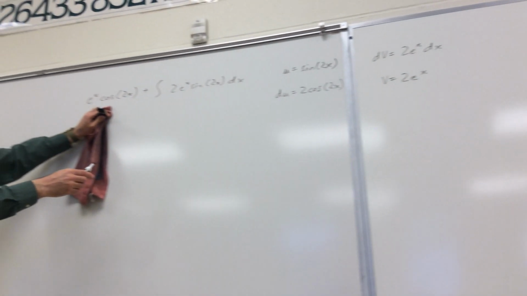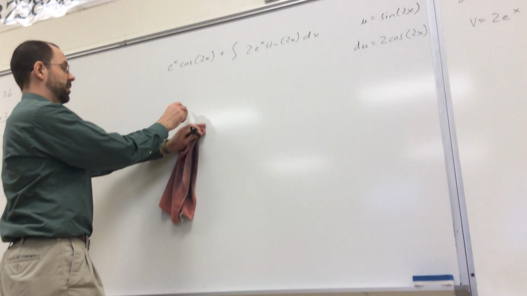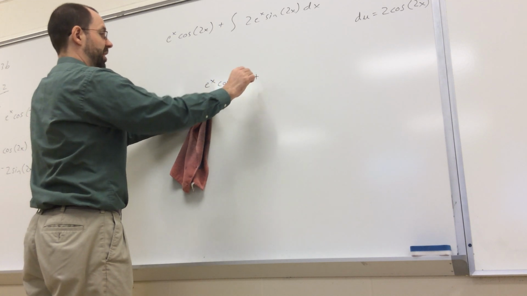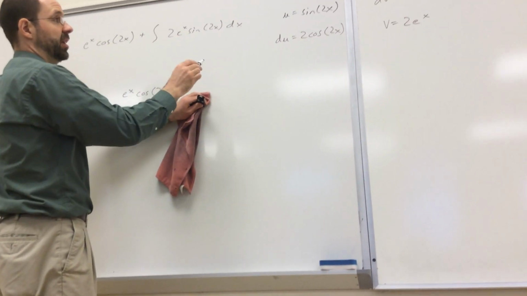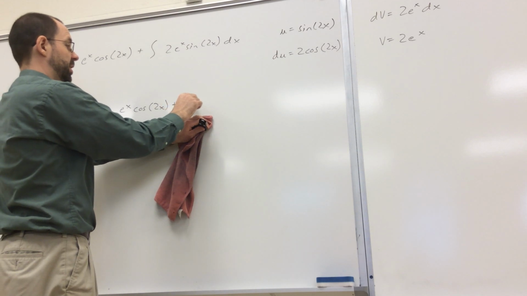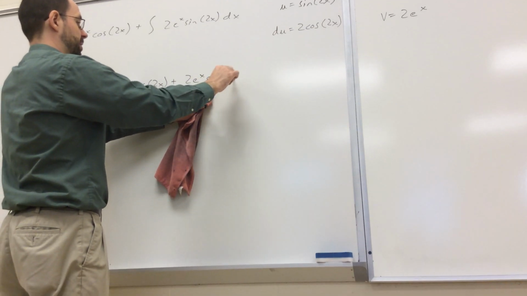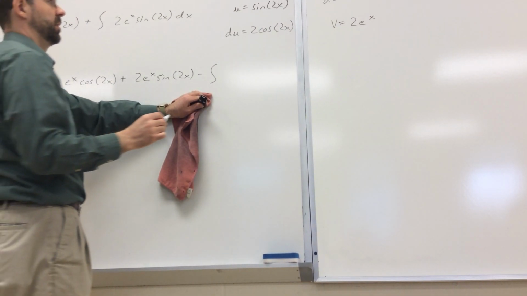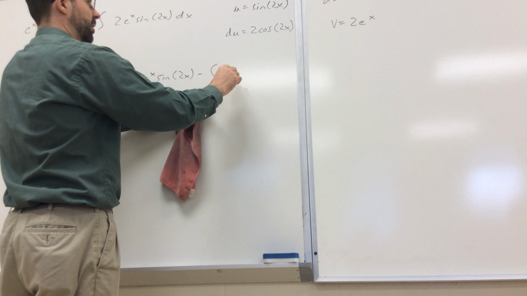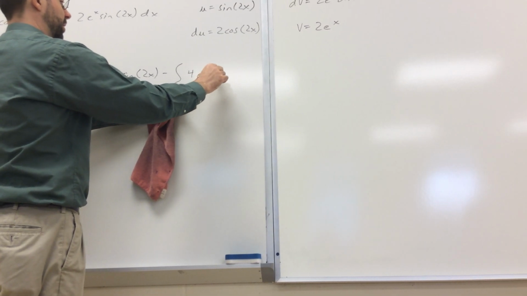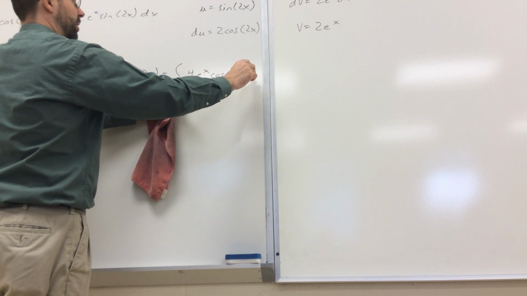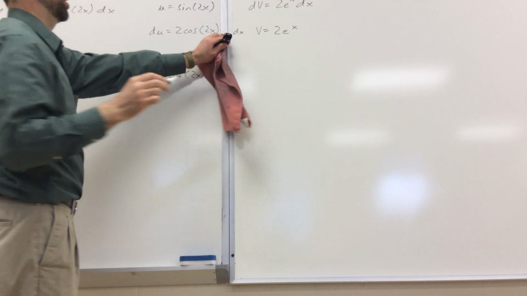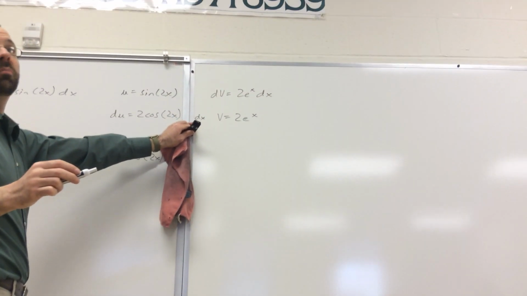So then I'm going to just pull this down. e to the x cosine of 2x plus, now the new u times the new v, so 2e to the x sine of 2x minus the integral of v du. So that's 4 e to the x cosine of 2x dx. Forgot my dx on here. Probably because I couldn't write it on the metal here.